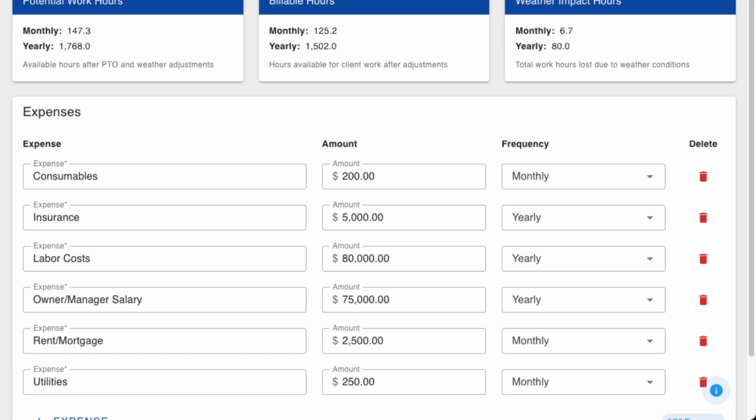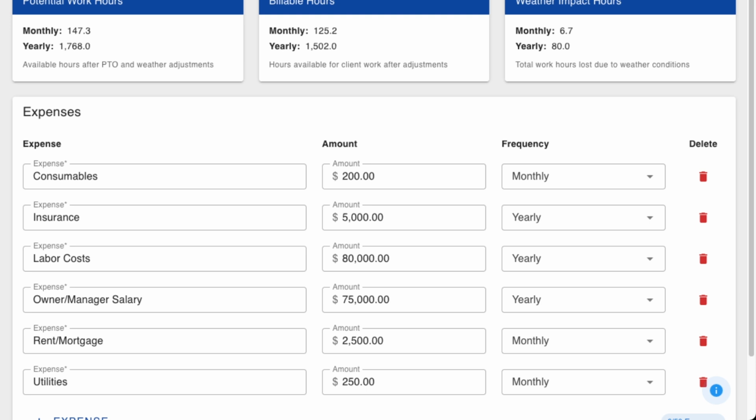We have insurance at $5,000 yearly, and this could be general liability, property insurance, or vehicle coverage. If you're running a legitimate business, you need insurance, and don't forget workman's comp. This example figure is probably an underestimate, depending on the coverage you need. Labor costs shows $80,000 yearly for additional help.